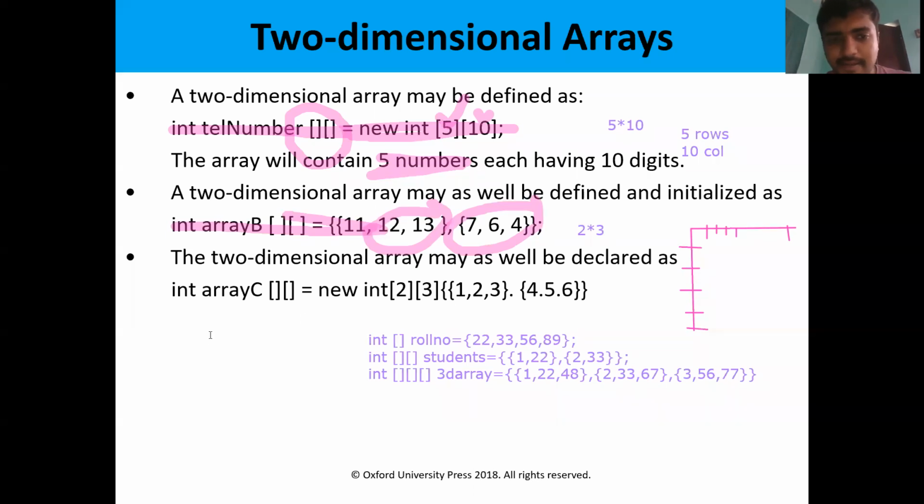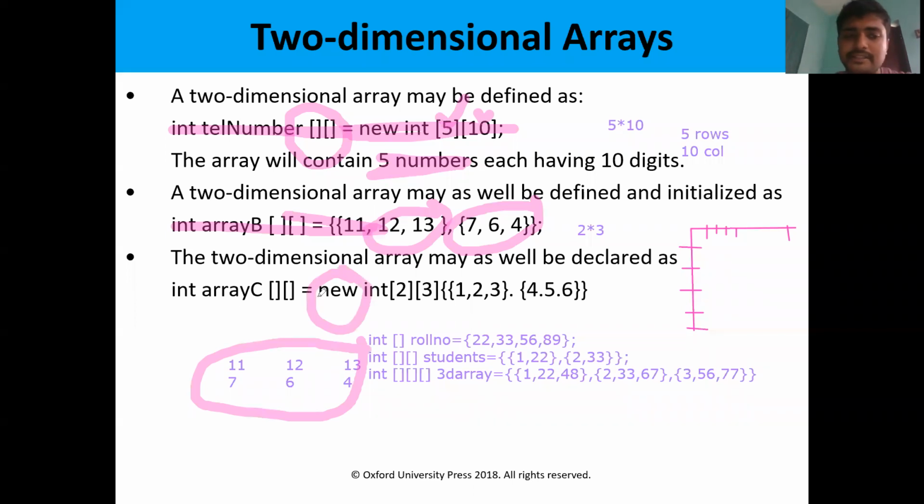This can be identified as 11, 12, 13. Next row 7, 6, 4. So this is the matrix: 11, 12, 13, 7, 6, 4. This can be initialized in this format. Within the curly braces, we can initialize the two-dimensional array. Or we can initialize by using the new operator also.